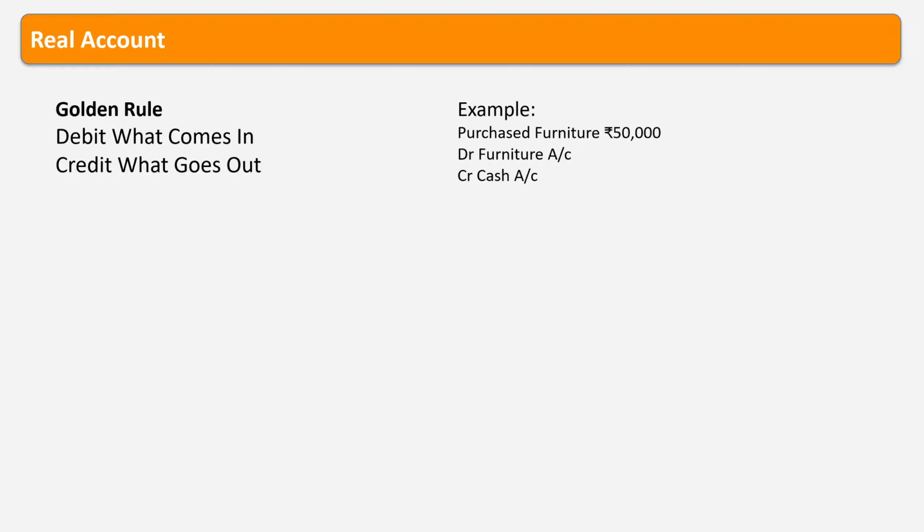Here, purchased furniture for rupees 50,000. Furniture account will be debited because the furniture is coming into our organization. What is going from our organization? Cash is going from our organization. So cash account will be credited.